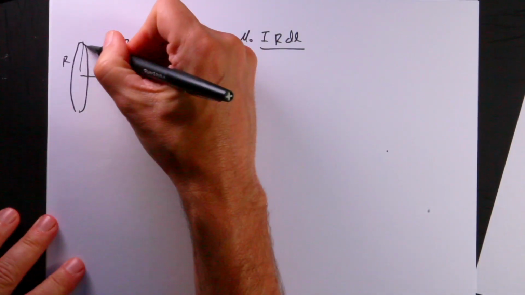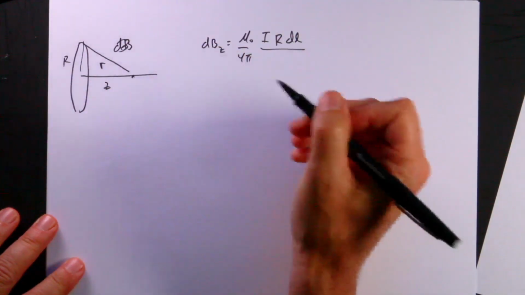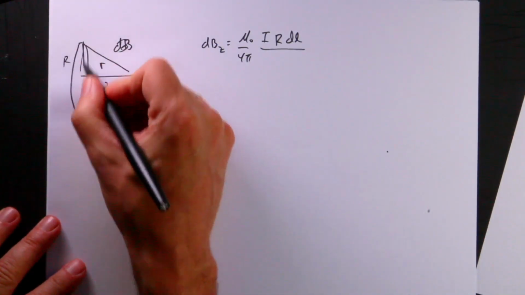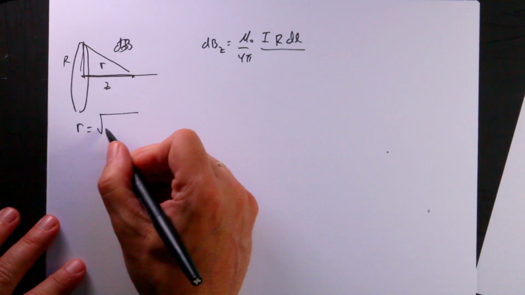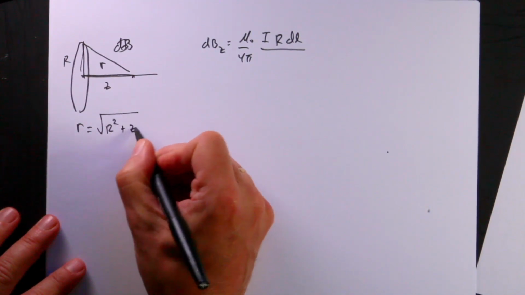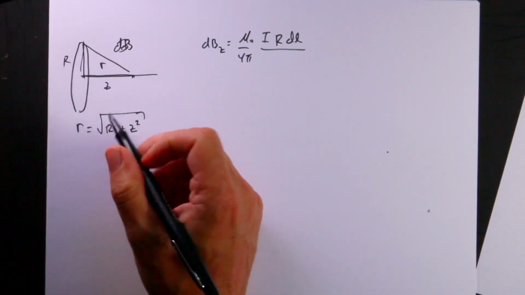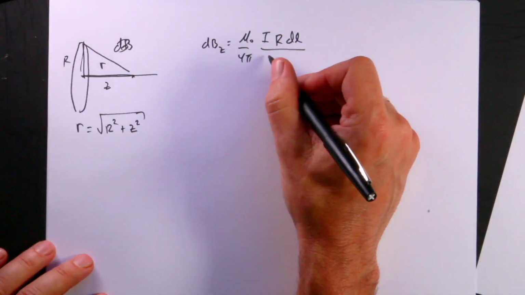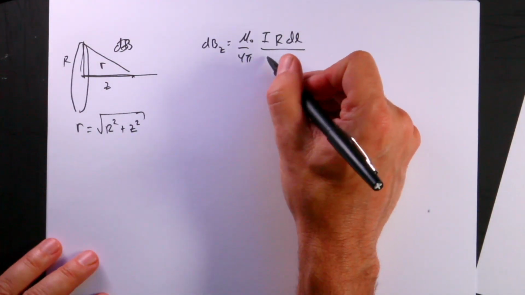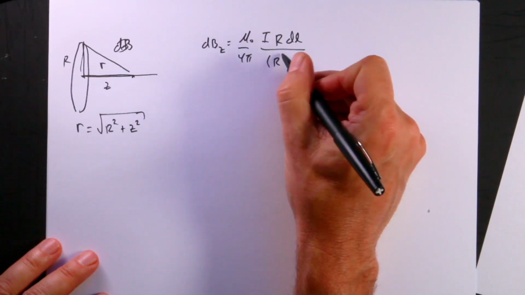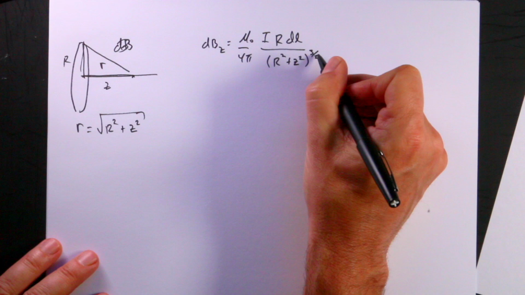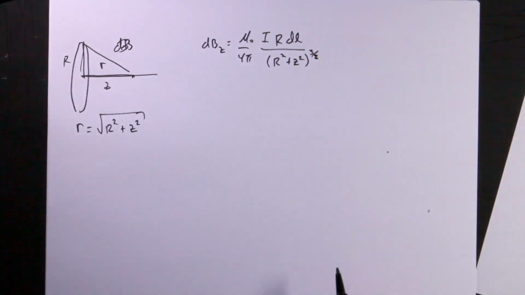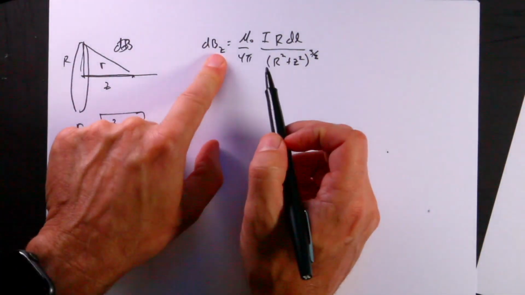So this is r. So that's a right triangle. So r is going to be the square root of r squared plus z squared, because it's a right triangle. So down here, I need to raise that to the third power. So I'm going to write this as r squared plus z squared to the 3/2, because I'm taking the square root and I'm cubing it. Okay, so now that's the contribution to each piece.